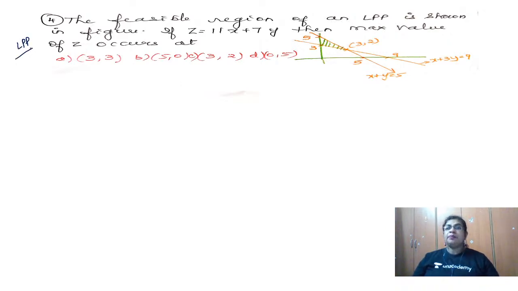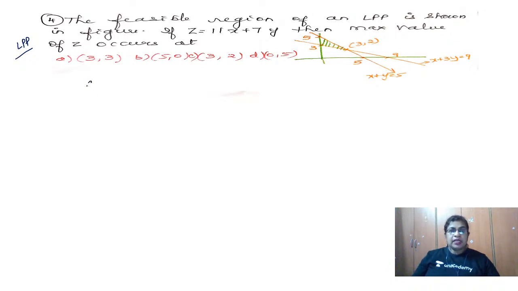Okay, the feasible region of an LPP is shown in the figure. Z is given as an objective function. Z is equal to 11x plus 7y. Then the maximum of Z occurs at which points? Now look at this feasible region. The corner points are 3, 2, and this is on the y-axis. So this is 0, 3 and 0, 5.